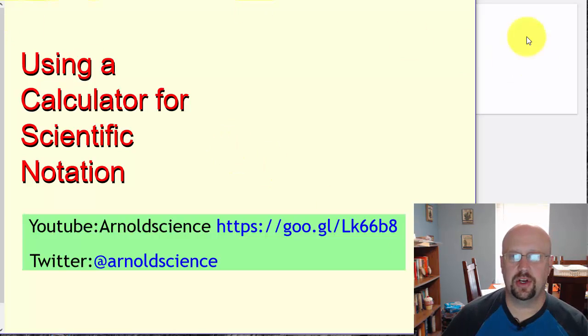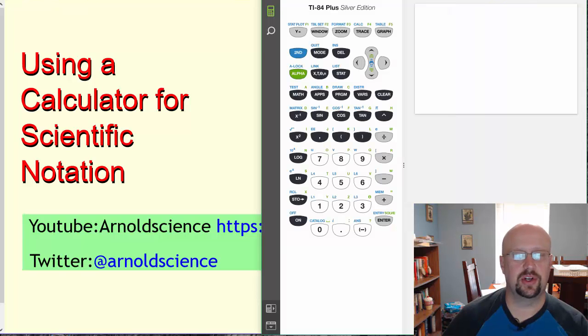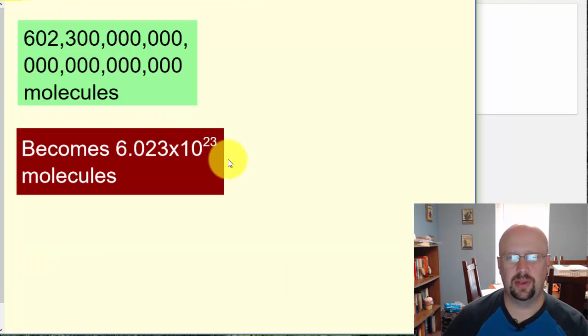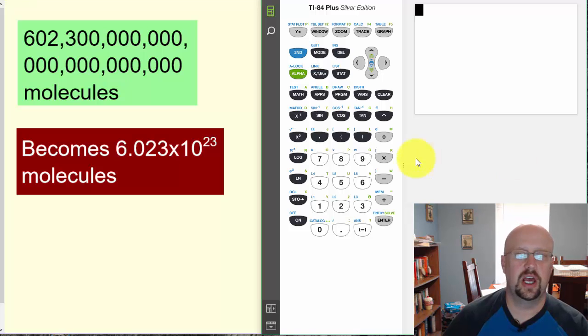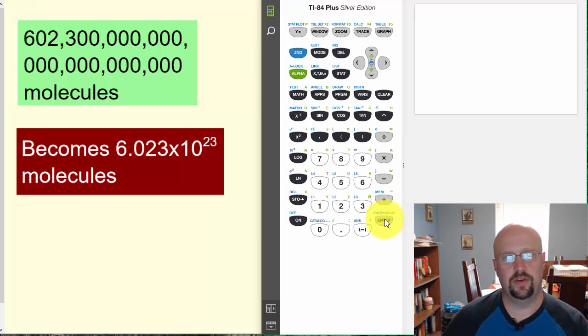So I'm going to show you how to do this on a TI calculator. You certainly don't have to use a TI calculator, but that's kind of the default for a lot of students. We're going to show you how to do it on that. If your calculator doesn't have these same keys or they're not in the same place, look for them. I guarantee that there's some sort of exponential notation key somewhere on your calculator, assuming that it's a scientific calculator.